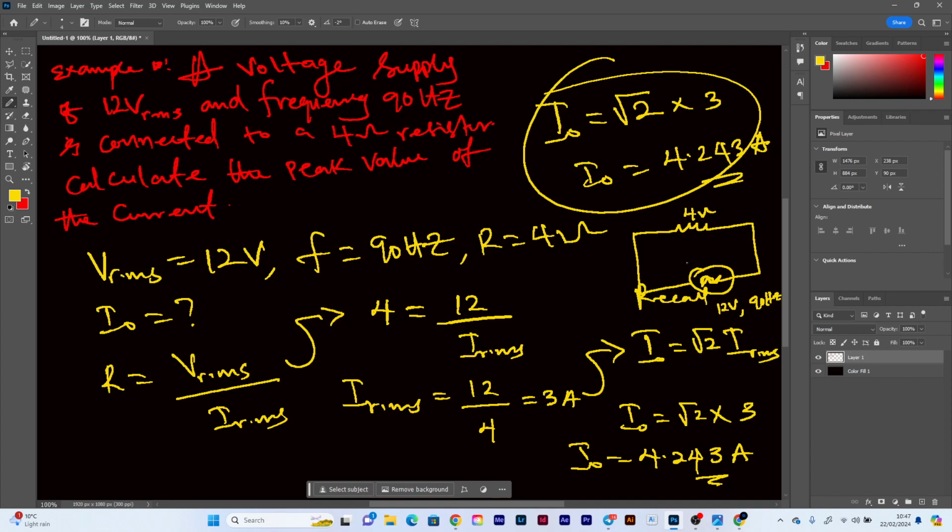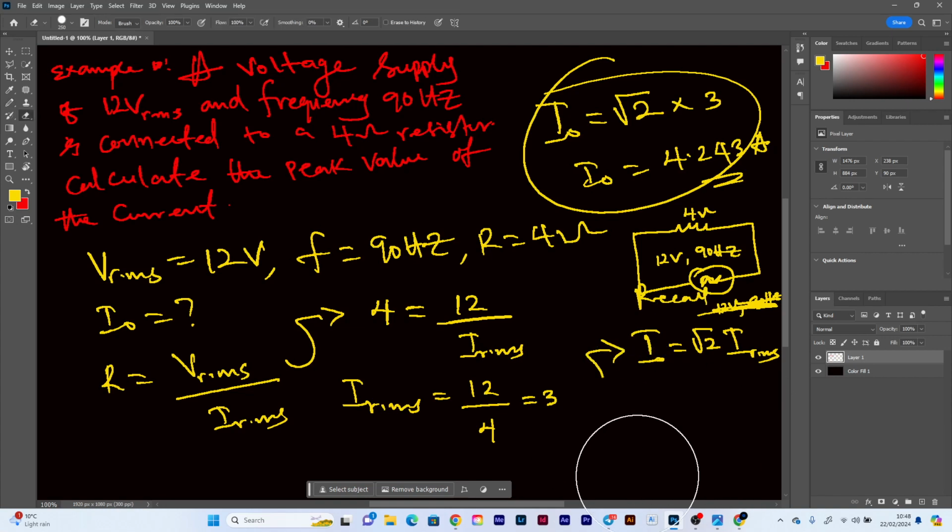Some people can decide that they don't want to put this one outside. They can put it at the center of the circuit. Are you getting this now? They'll put it there, 12 volts, and then you have 90 hertz. Most advanced textbooks usually write it like this. I hope it's clear now. So let's look at another example.